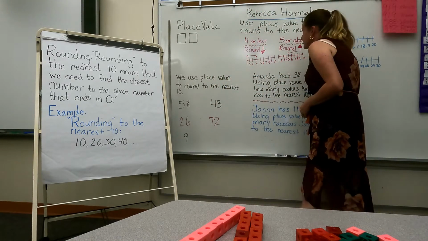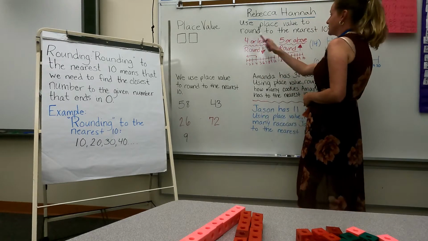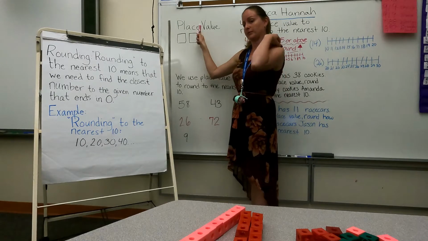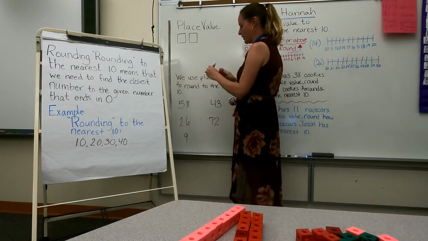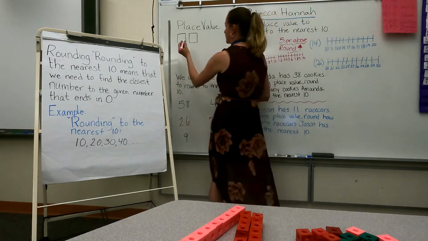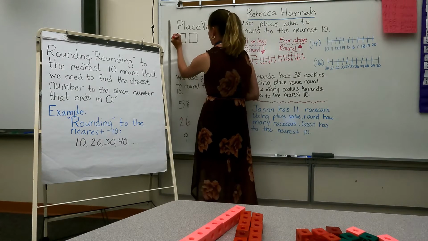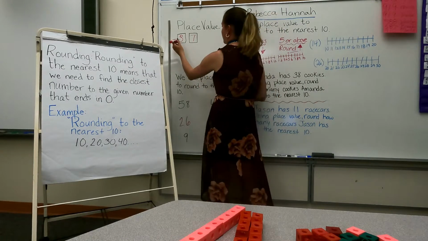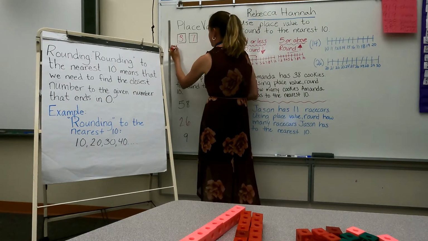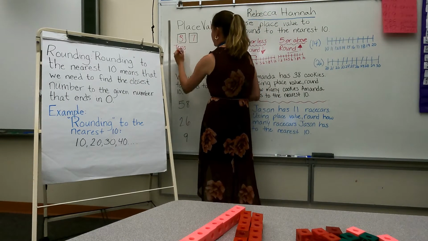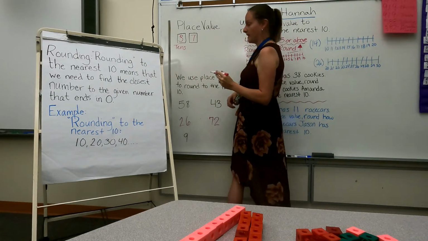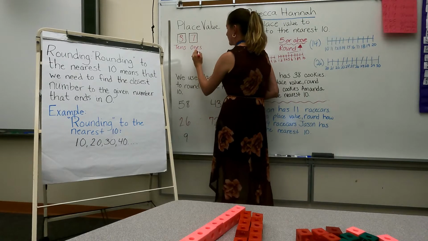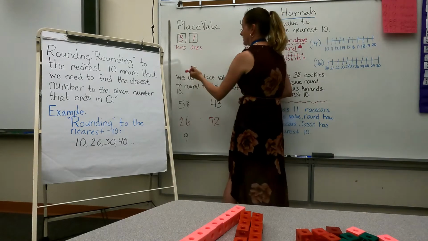Now, to understand how to use place values to round to the nearest 10, we first need to go over place values and remember which number is in which place. So if I have the number 37, the 3 is in my tens place, so I have 3 tens, and the 7 is in my ones place. I have 7 ones and 3 tens.